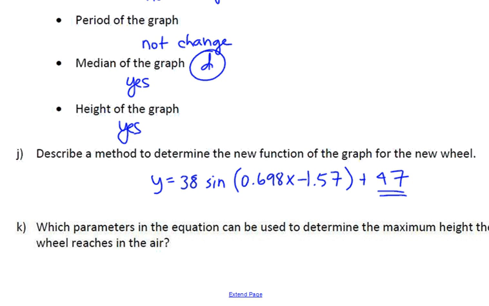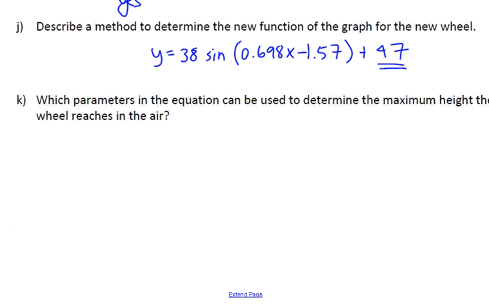And last, we'll leave it here. What parameters affect the maximum height? Which two values in the equation? A and what else? D. D plus A, right? Your midline plus your amplitude will give you your maximum height. All right, so there is one more question there. I think we'll leave it. It's a lot to enter into your calculator, so let's leave it there.